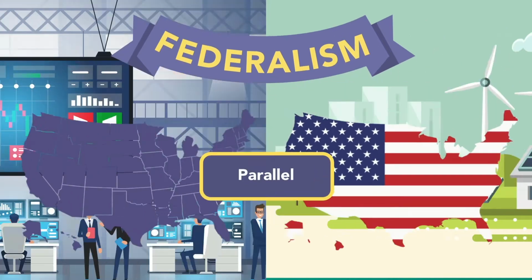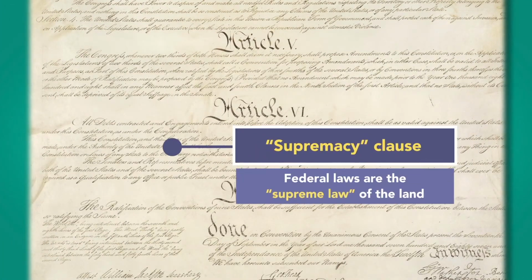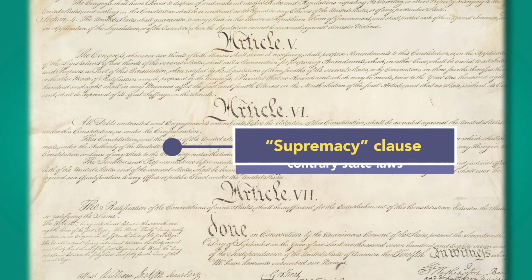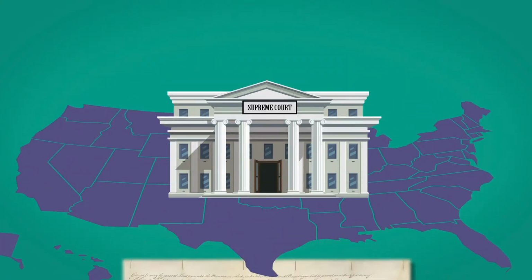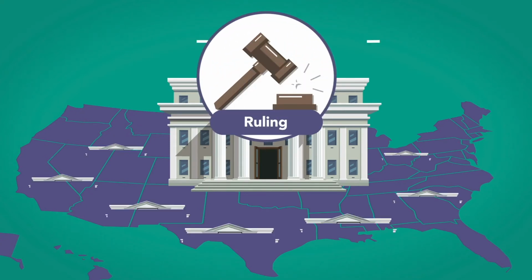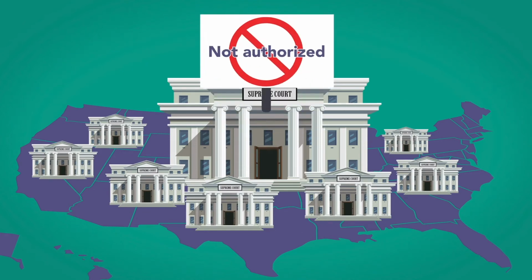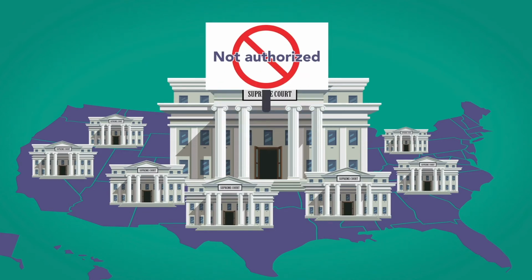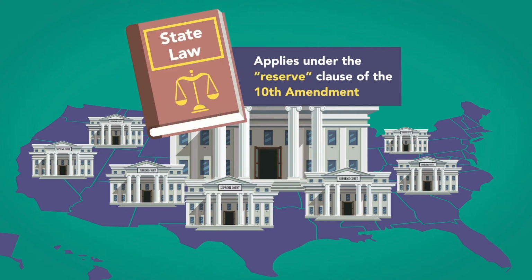While the systems are parallel, under the Constitution's Supremacy Clause, federal laws are the supreme law of the land, which means that they control over contrary state laws. This also means that a ruling by the U.S. Supreme Court must be followed by every state and every court in the country. However, where the federal government is not authorized to act by the Constitution, or where it does not act, state law applies under the Reserve Clause of the 10th Amendment.